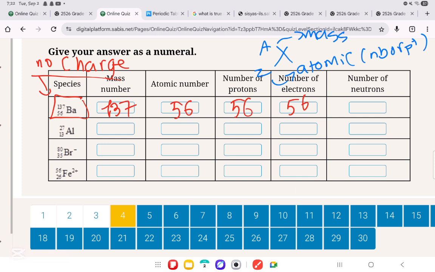Now, finally, the number of neutrons, how do we find it? 137 minus 56. Put it on the calculator, you're supposed to get an answer of 81. Let's move on to the next one.